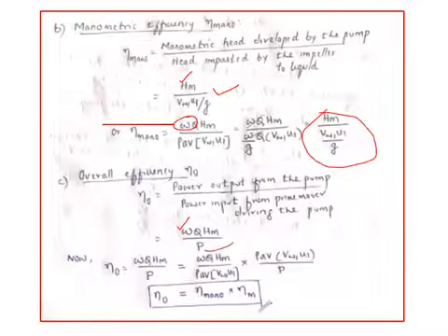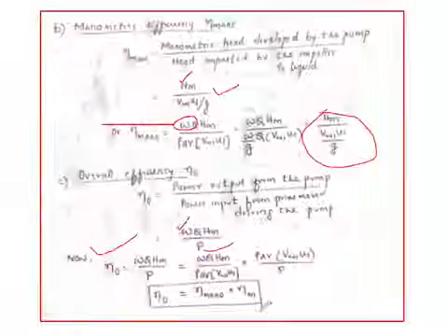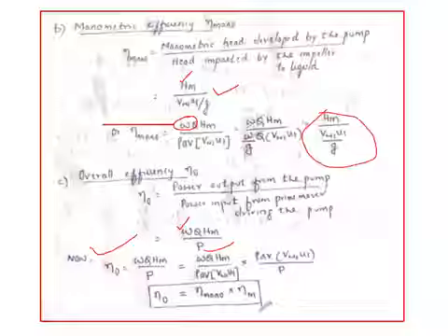So that is P. Therefore we know that the overall efficiency is WQHM by P. Now we can have a relationship between overall efficiency, manometric efficiency and mechanical efficiency by writing these definitions. WQHM by P: you can multiply and divide by work done per second. Therefore WQHM by work done per second is nothing but the manometric efficiency, whereas work done per second divided by the shaft power gives the mechanical efficiency. Therefore, overall efficiency is always manometric efficiency into mechanical efficiency.